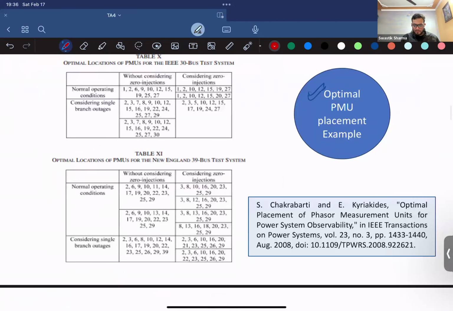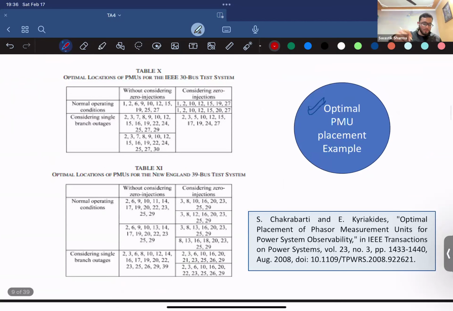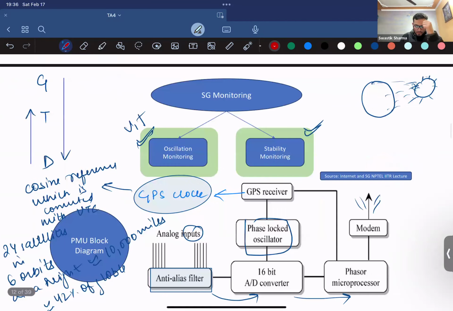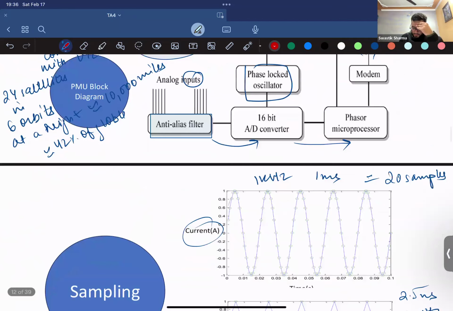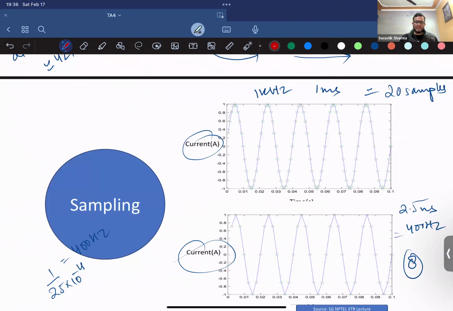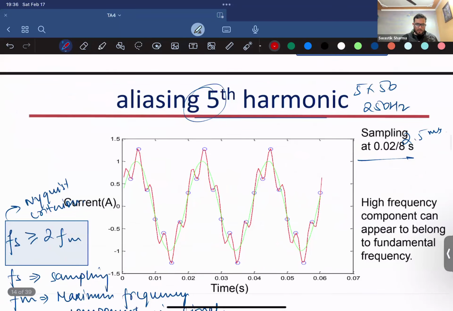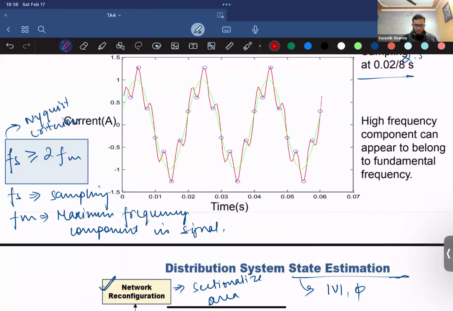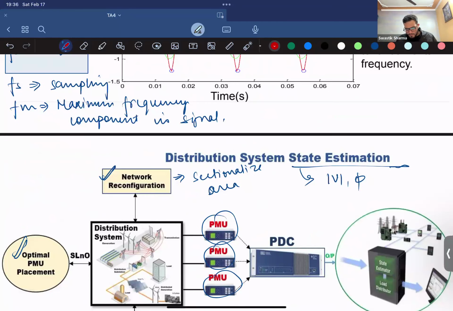Then I gave you this example. Do make sure to check out if you are interested to know how optimal PMU placement of these PMUs is done. Then we talked about its applications, WAMS. Then we talked about smart grid monitoring, how the PMUs are linked to the GPS clock, the block diagram, how sampling affects the signal, and what is aliasing, how to remove them. It's simple. Just sample it at a frequency greater than 2 FM, or use RC filters.